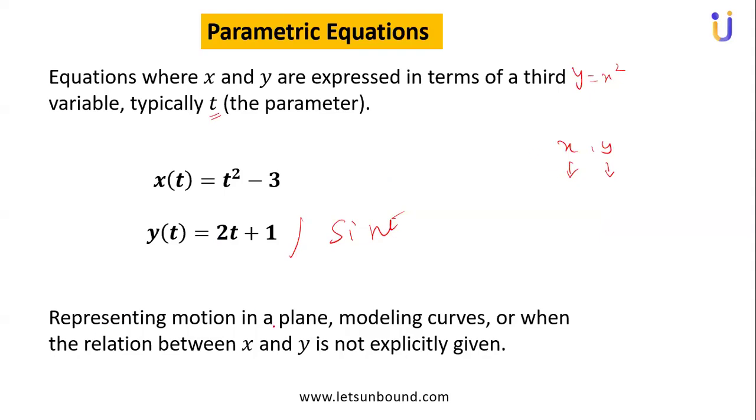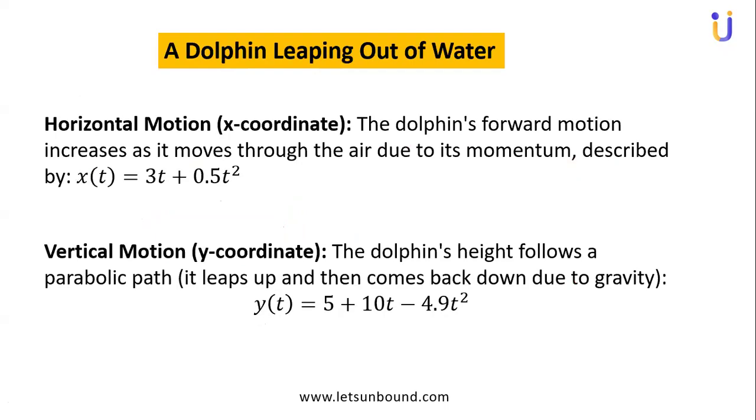So this will represent a motion in a plane. We can use it for modeling curves. And when x and y are not directly connected, we can get parametric forms. So x will behave in this way, y will behave in this way. Got it? So this is all about parametric equations, and differentiating them is very simple. Let's go. A simple example, you can just visualize how this parametric stuff will work out.